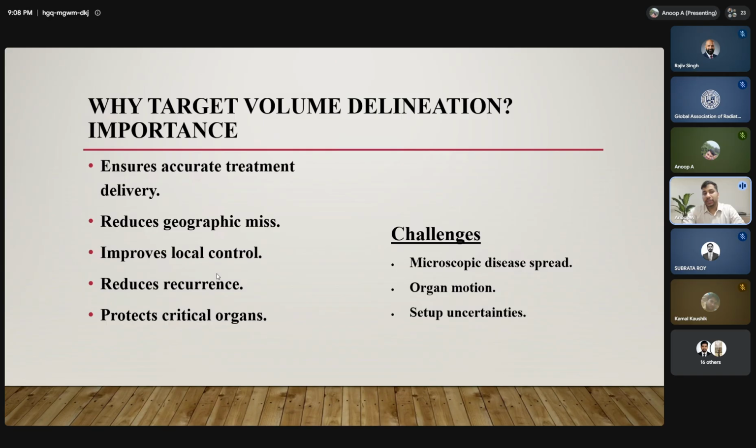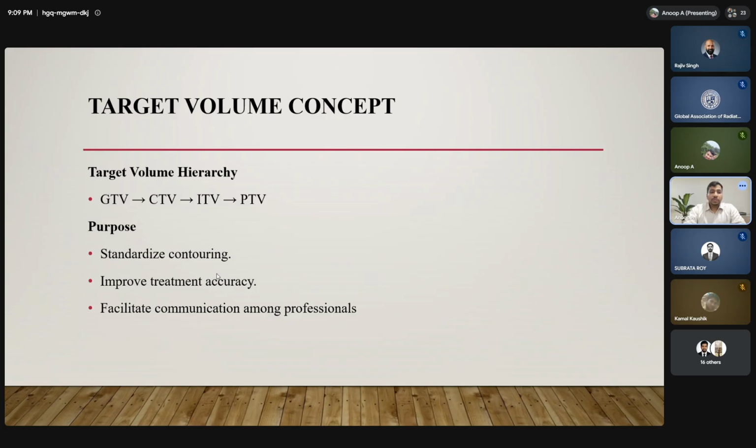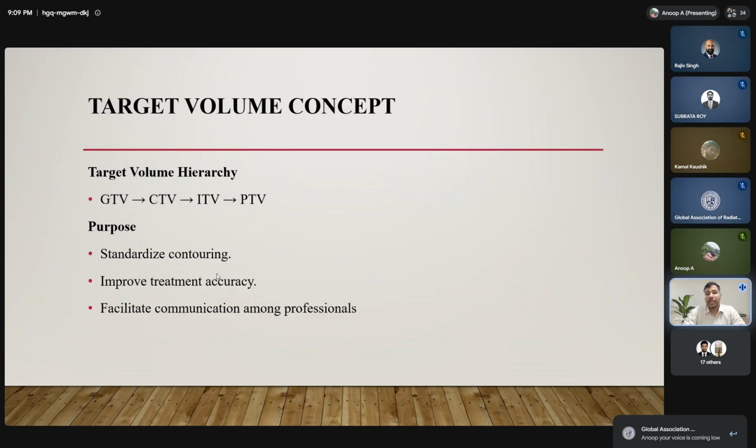What are the challenges we are facing? Microscopic disease spread, organ motion, and setup uncertainties. First one, target volume concept. Target volume hierarchy: first GTV, then CTV, then ITV, and last one is PTV.